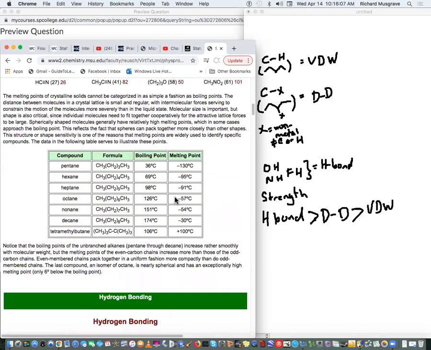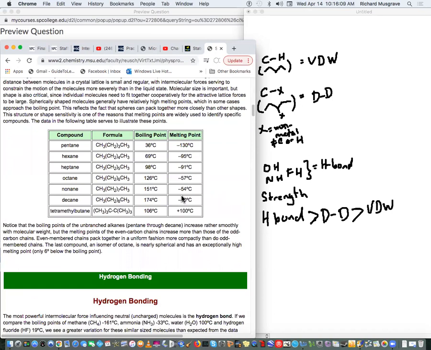Okay. Yeah, I like this one here. So take a look at the different compounds that we have here. Now, here's how I want you to interpret it. We've got pentane, hexane, heptane, all the way up to decane here. And what I'm trying to show you is how the boiling points increase as the chain length increases.